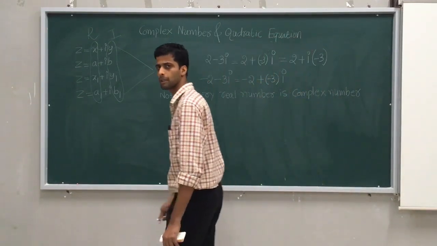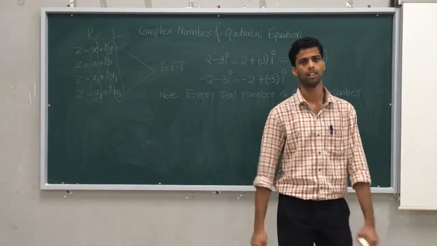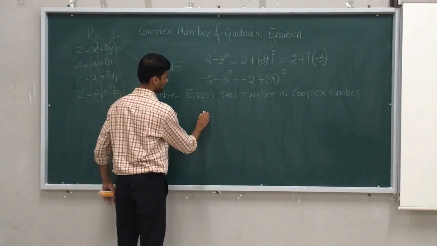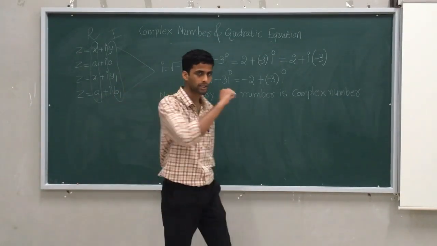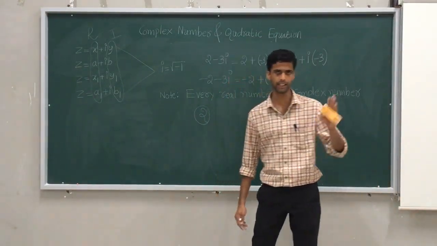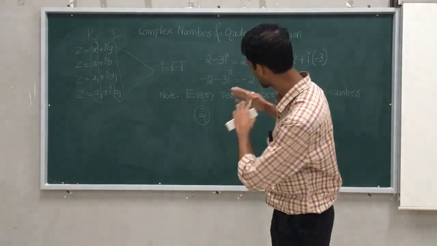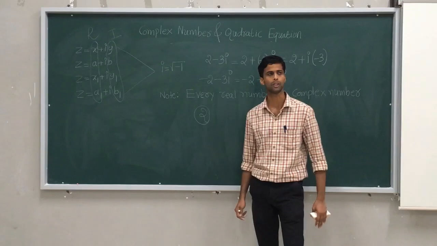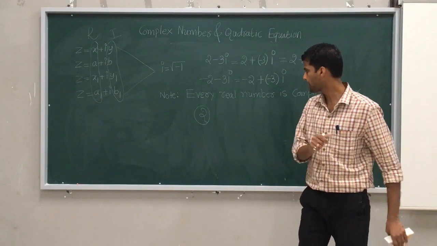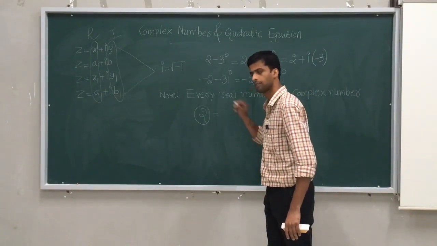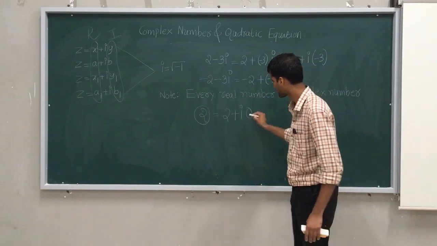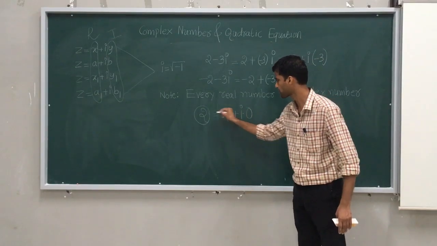Why? What is a complex number? Any number of the form a plus ib or any number of the form x plus iy is a complex number. Therefore, I will ask a question: is 2 a real number, or is it a complex number? If no, tell me the reason. If yes, tell me the reason. Why is it a complex number? If your answer is no, it's a real number only, then justify. Why? Is it possible to write 2 as 2 plus i into 0? Because 0 into i is 0, and 0 plus 2 is 2 only.